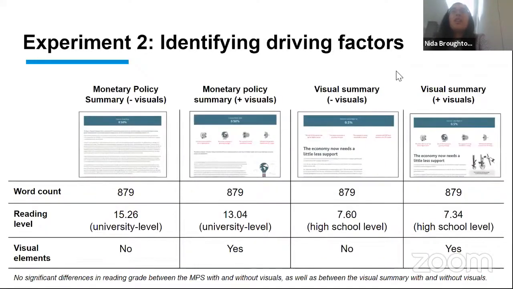So in the next experiment, we ran those versions again, the monetary policy summary and the visual summary, but we did 4 variations. We edited both versions so that the word count is the same. And then we ran an extra version of each with and without visuals. So that gives us a test of holding word count constant. Is it the lower reading grade or the visuals in the visual summary that are doing the work in terms of improving comprehension?